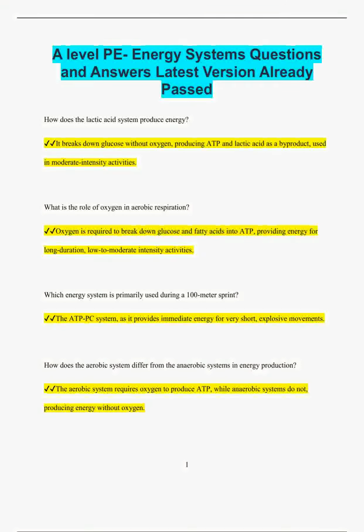How does the aerobic system differ from the anaerobic systems in energy production? The aerobic system requires oxygen to produce ATP, while anaerobic systems do not, producing energy without oxygen.